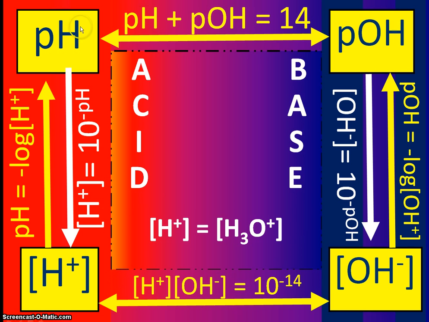It's just easier for me to go back and forth because pH plus pOH is 14, rather than have to use the exponents. But either one will work. And you'll need to be able to convert between hydrogen ion concentration or hydronium ion, pH, pOH, and concentration of hydroxide.